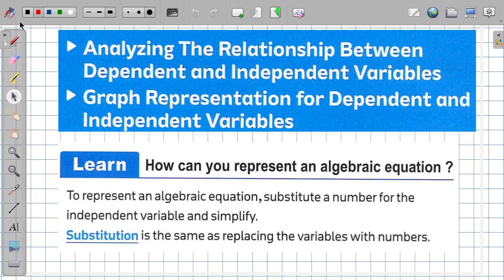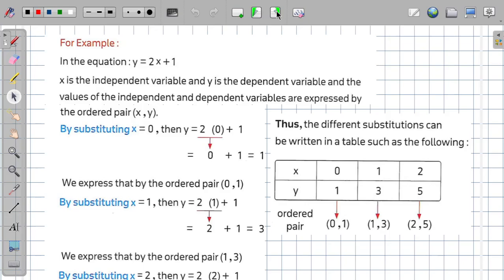Substitution is the same as replacing the variable with numbers. So, if I have an example like this, I have y equals 2x plus 1. X here is the independent variable and y is the dependent variable. And the values of the independent and dependent variables are expressed by the ordered pair x and y. And we talked about ordered pairs and coordinates in grade 5.